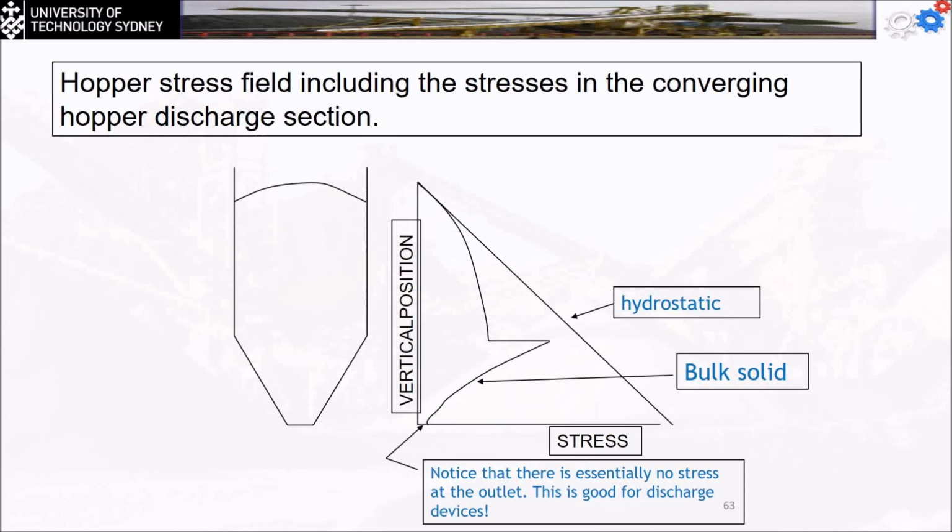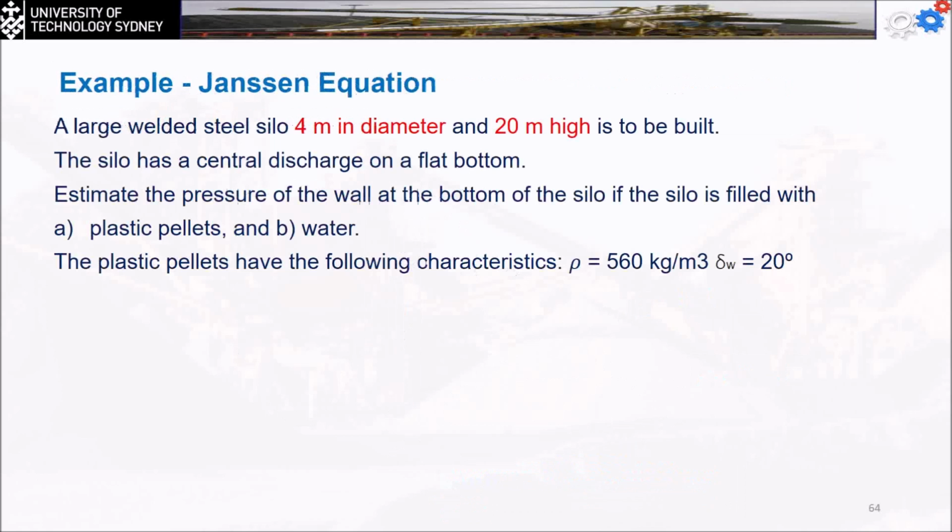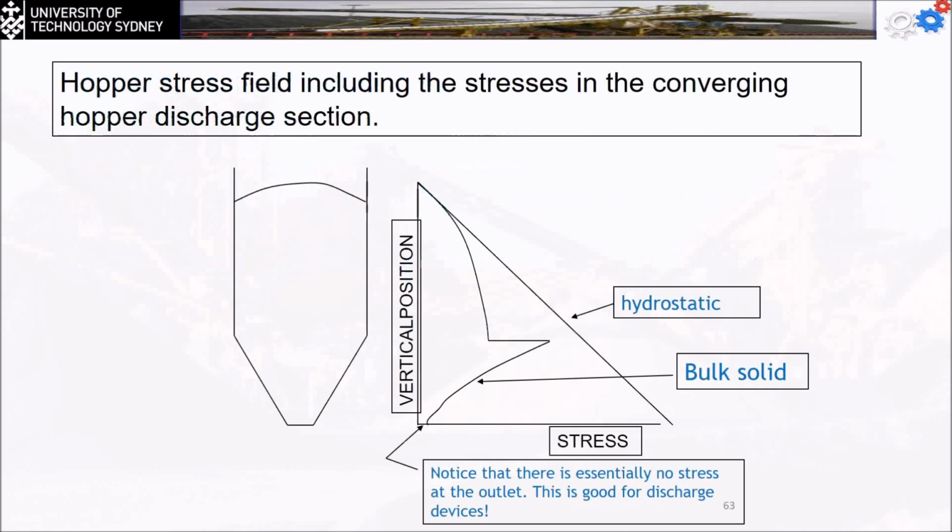But this is when it's discharging. Essentially, there's no stress at the outlet, and this goes for discharge of the device. If we're going to have pressure from the outside, this will prevent things from happening. So we should get zero pressure here to allow the material going out on the other side. But just one step before that, you are going to have higher pressure, as you can see.